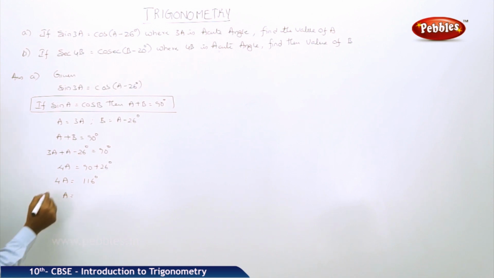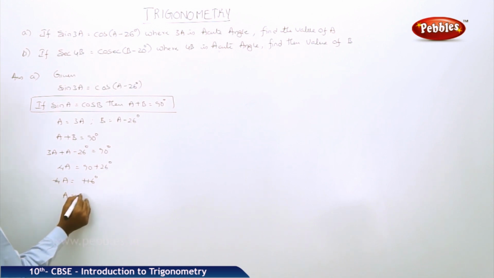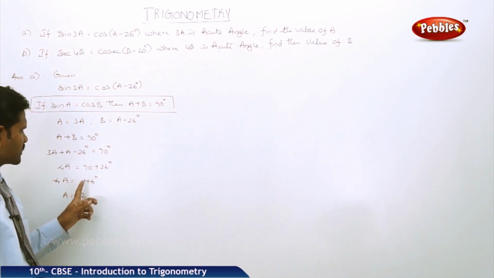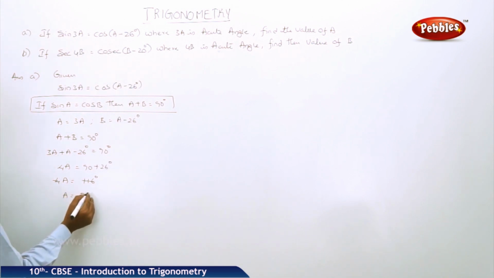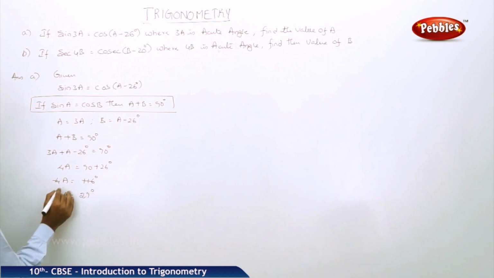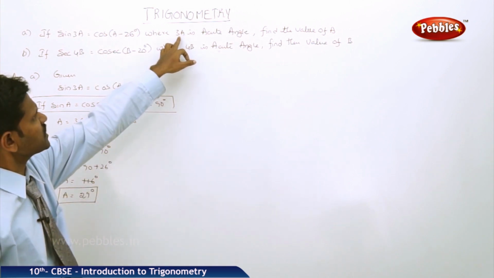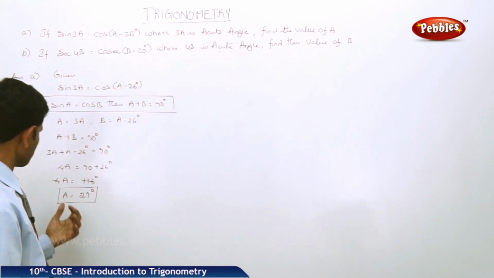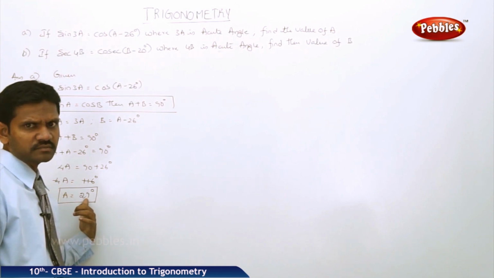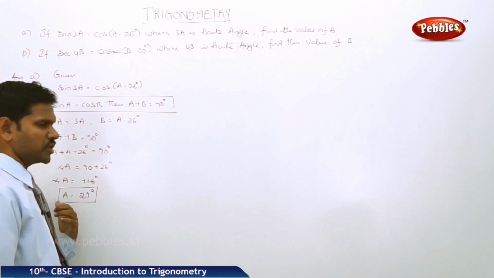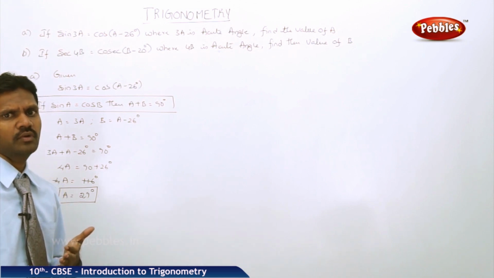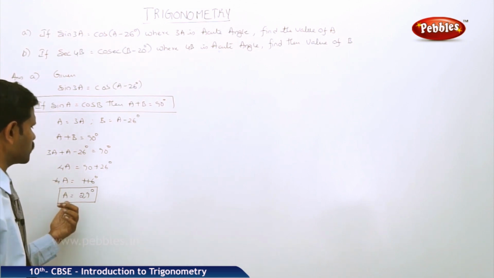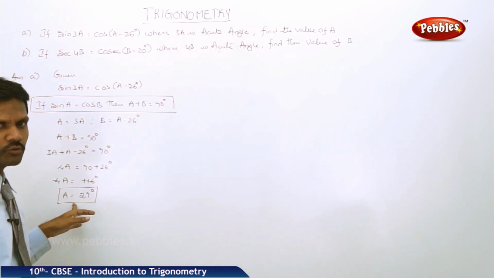A is equal to 116 divided by 4. 4 times 2 is 8, remainder is 3, 36, 9 4s are 36. That is, the A value is 29 degrees. And here 3A is acute. 3A is acute means, A is 29, that is 3 into 29, that is 87. 87 is an acute angle, below 90 degrees is called an acute angle. Therefore, the value of A is equal to 29 degrees.